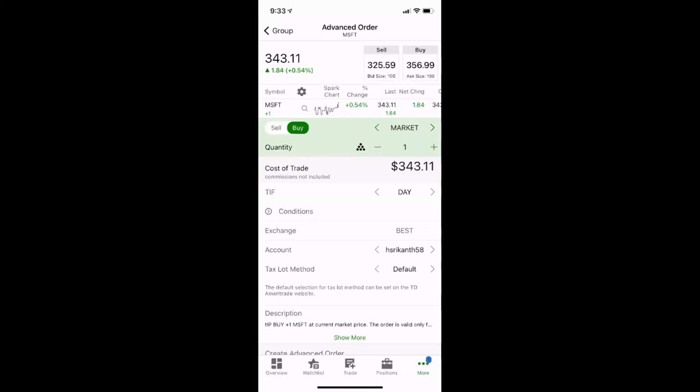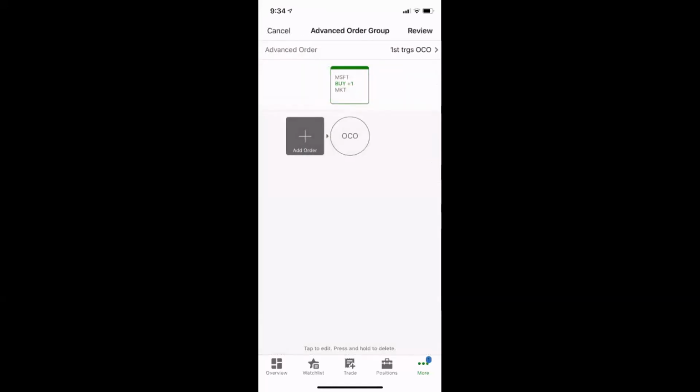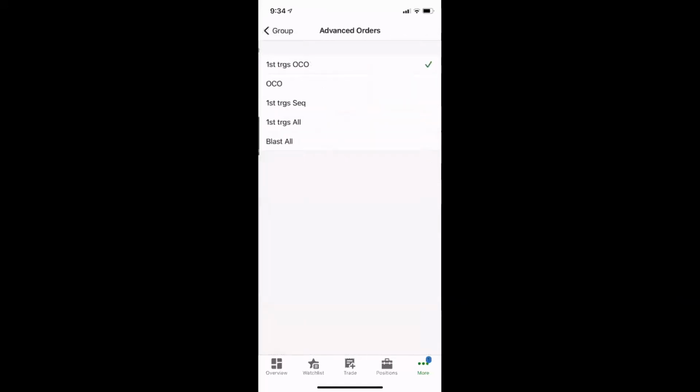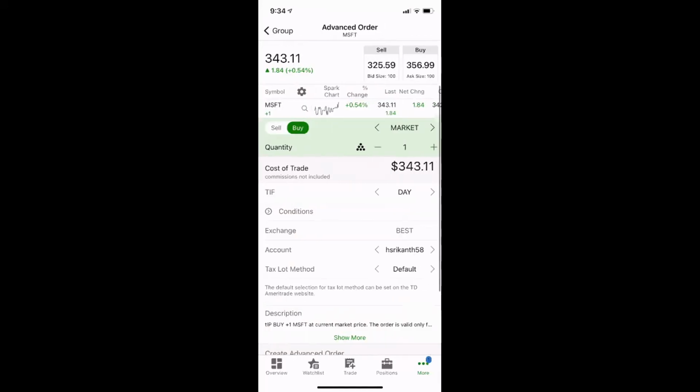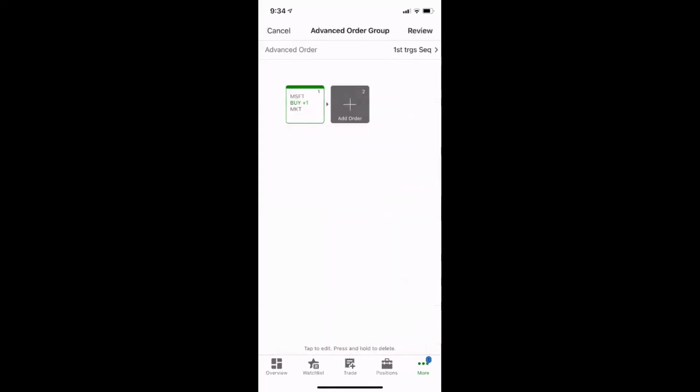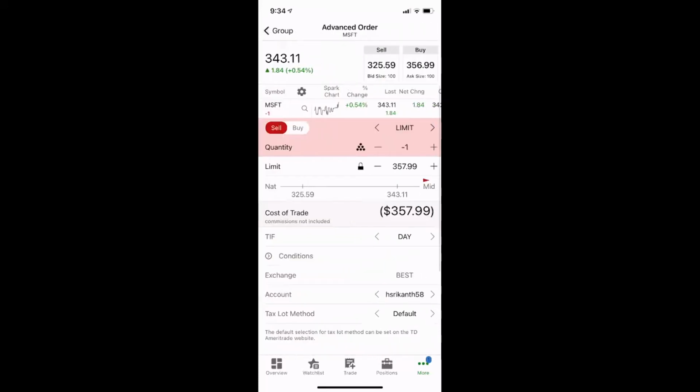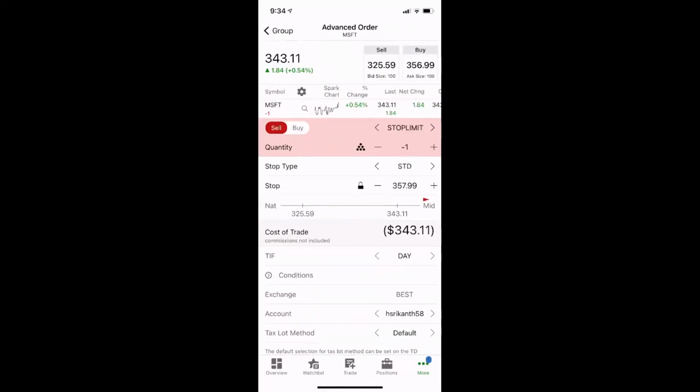You're going to buy just one stock of Microsoft at the market price by Monday morning. And here we select first trigger. Let's select first trigger sequence. Okay, so we are buying one stock on a market open.